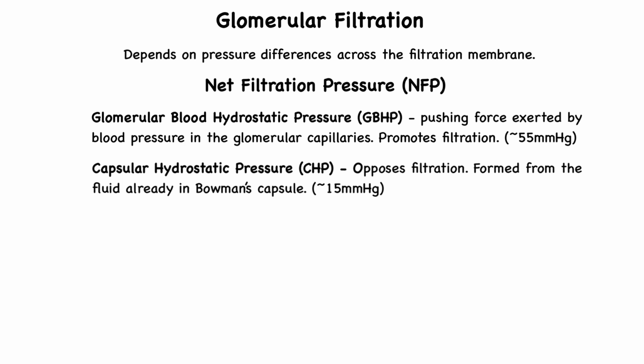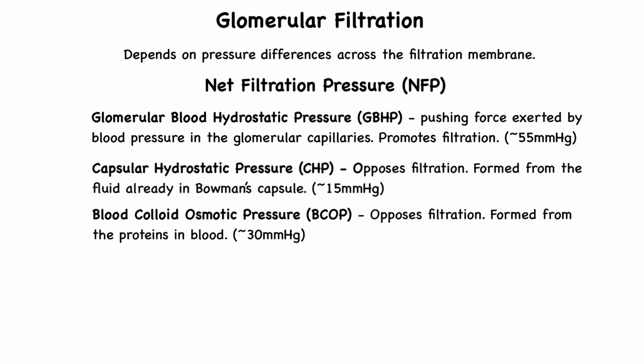This pressure opposes filtration and is the pressure that is exerted from the fluid that is already inside Bowman's capsule. It is about 15 millimeters of mercury. And then there's blood colloid osmotic pressure. This is the pulling force created by plasma proteins in the blood. This pressure also opposes filtration and is about 30 millimeters of mercury.